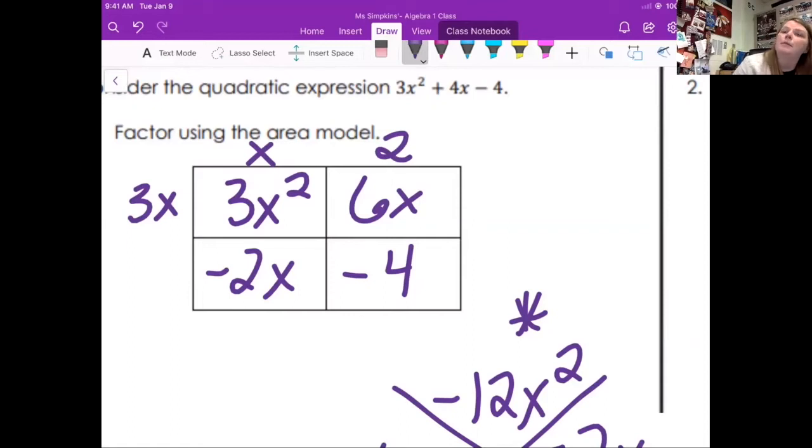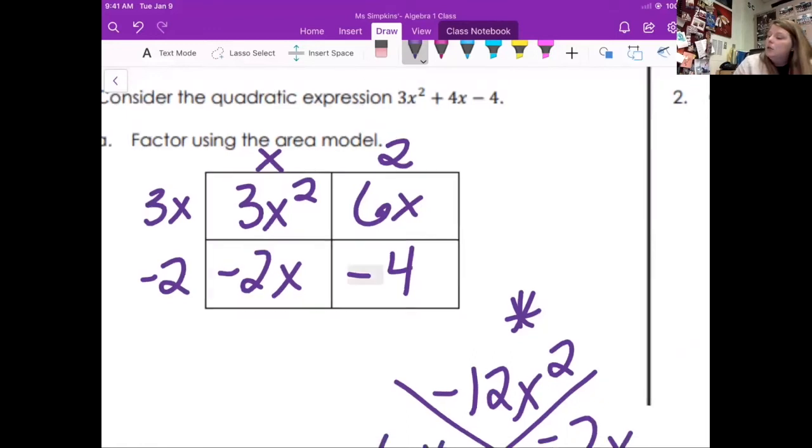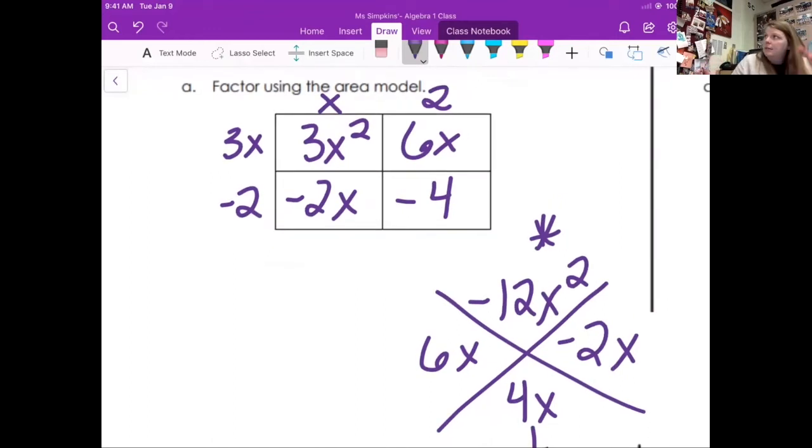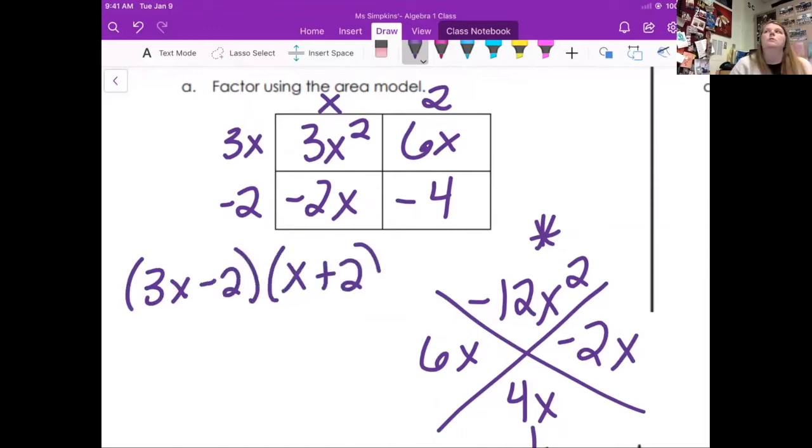And then if we look at the bottom left-hand box, x times what gives me -2x? -2. And we can check to see, does -2 times 2 give me the bottom right box of -4? It does. So my answer would be what's on the left, which is 3x minus 2, times my top factor, x plus 2. Any questions so far? Again, we're going to practice this like 100 times, not 100, but like a lot.